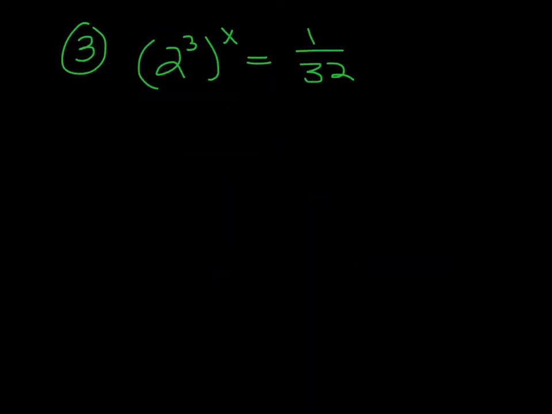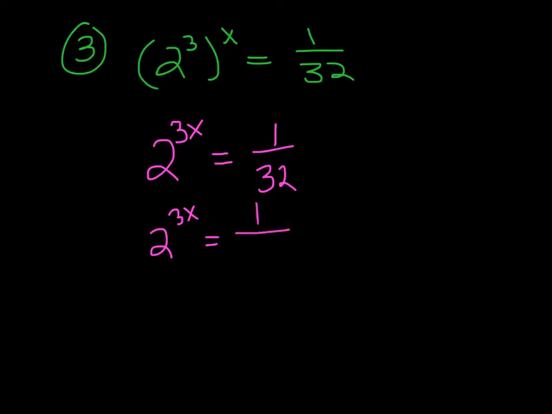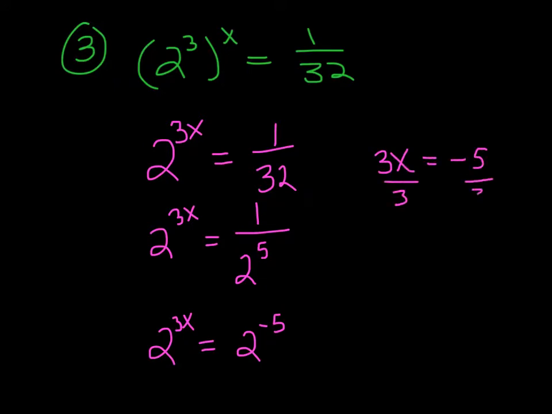Number 3, once again, let's go ahead and simplify the left side using properties of exponents. When you have a power of a power, you multiply those exponents. So we're looking at 2 to the 3x. And now let's try to rewrite that right side so that it has a base of 2. Well, we know that 32 is 2 to the 5th power. And so 1 over 32 would be 2 to the negative 5th power. So now each side has the same base, so we can set our powers equal to each other and solve for x.